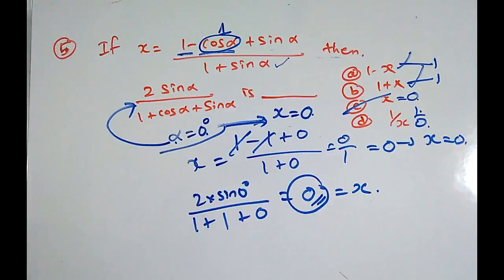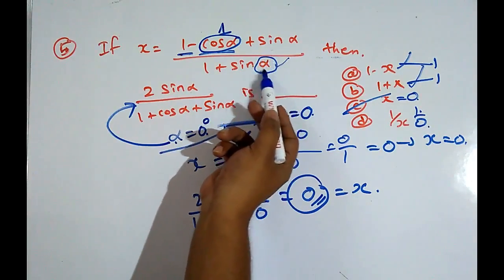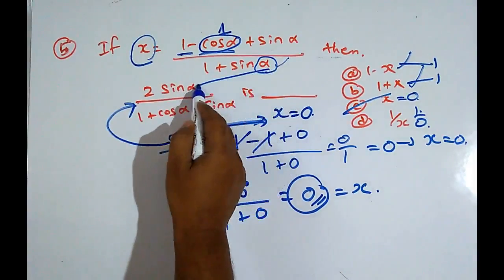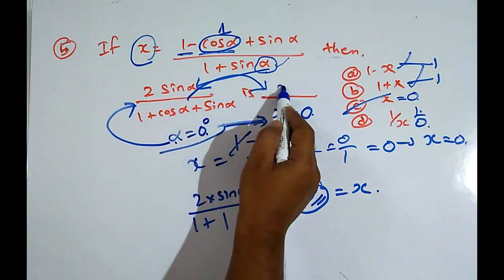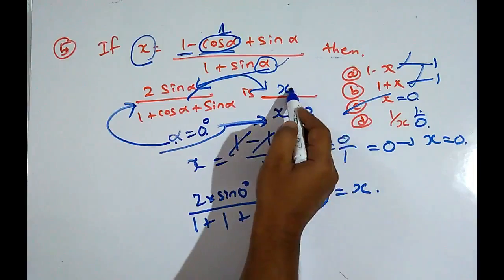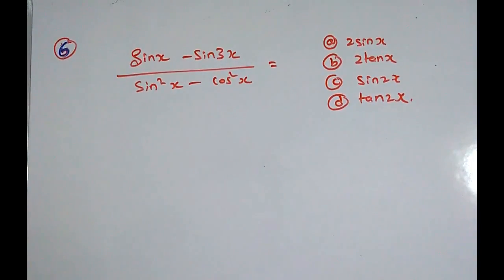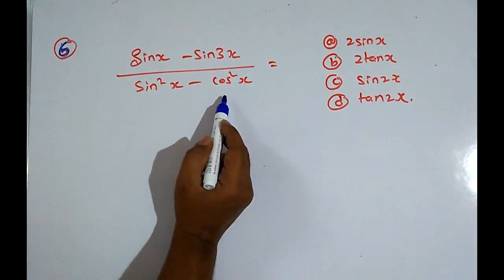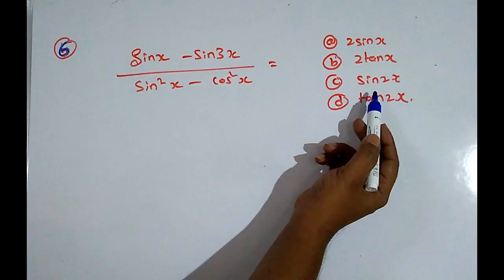So what value of alpha, what value of x we are getting? The same alpha value we are substituting here, and we have to get it in terms of x, friends. That we have to match in the options. See here, friends, they have given an expression: sin x minus sin 3x by sin square x minus cos square x, which is equal to what value?